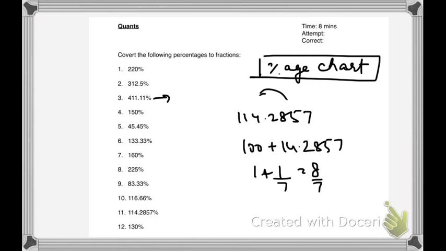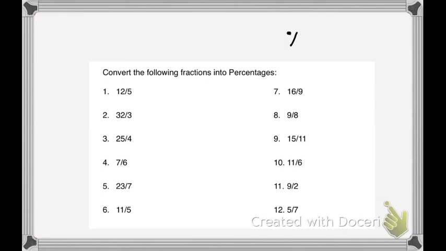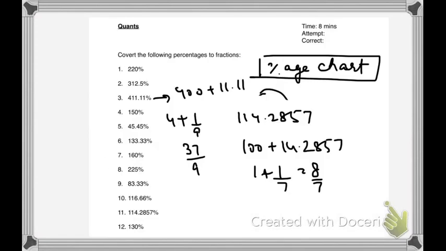Now moving on to the fourth example, that is 411.11%. We break this into 400 plus 11.11, and 400 will give you 4 and this 11.11 is equivalent to 1 by 9, and the overall fraction will be 37 by 9. Okay, so we move on to the next set of questions.